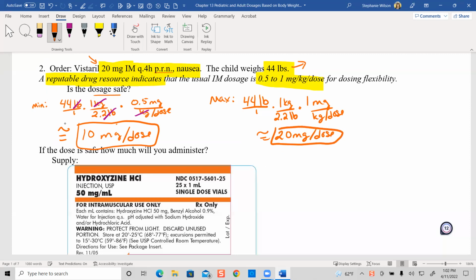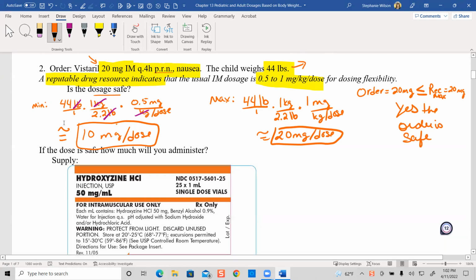To answer that question, is the order safe? We're going to say the order is equal to 20 milligrams and it's less than or equal to the recommended max, which is 20 milligrams. So yes, the order is safe. Well, since it's safe, let's calculate how much we would administer.